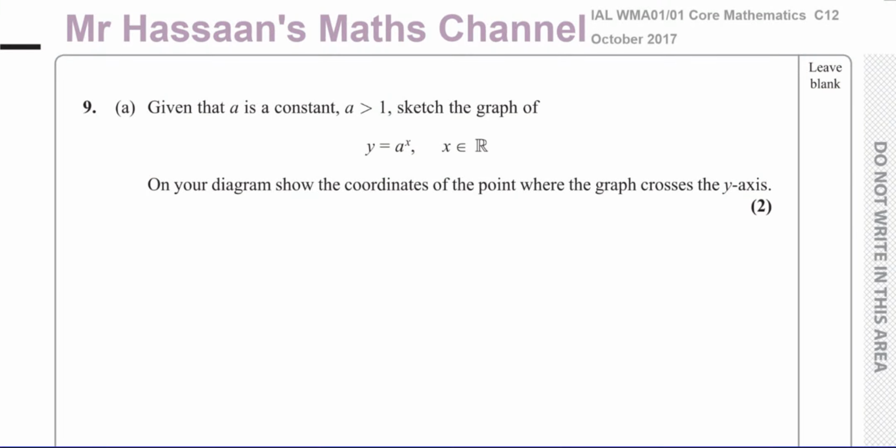Welcome back. This is Mr. Hassan's Maths channel. I'm now answering a question from one of the legacy papers from the old syllabus before the P2 paper. This is from October 2017. It's a C12 paper, Core Mathematics, which is now known as Pure Mathematics. And this relates to P2 material.